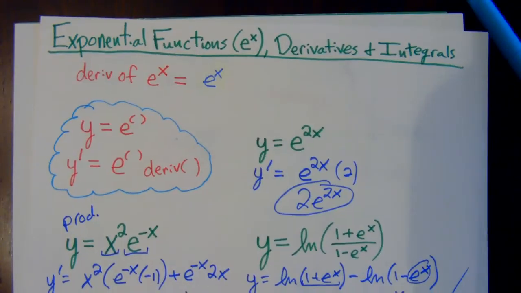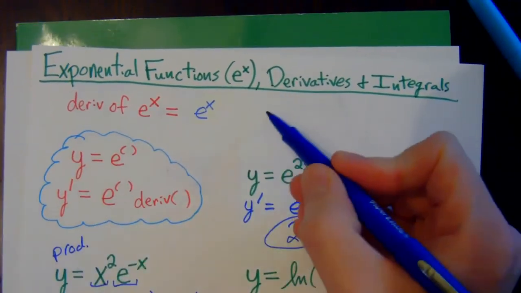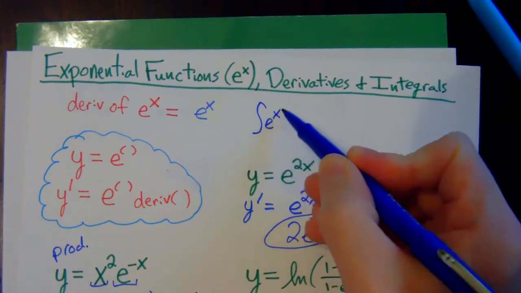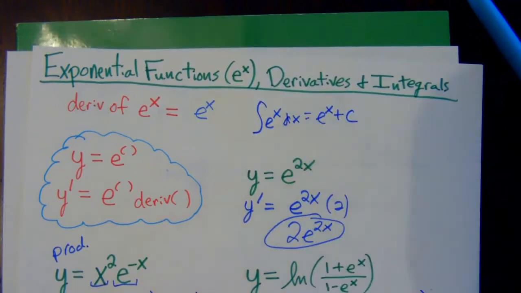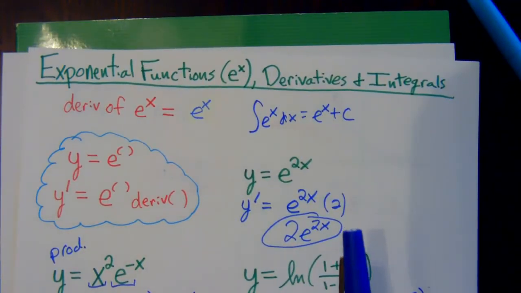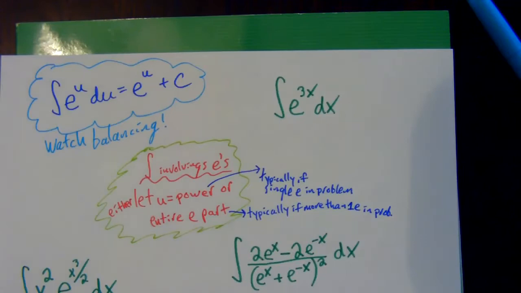Still with this same section, we just talked about the derivative of e to the x equals e to the x, which means the integral of e to the x is also e to the x right there, okay? But what we gotta do is just do a few integral examples there. We gotta be really careful with the balancing.